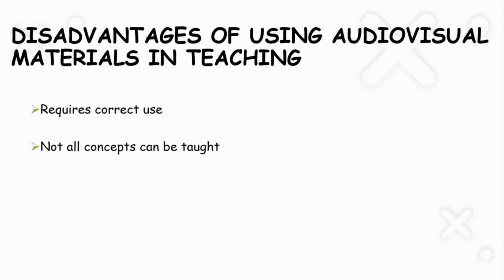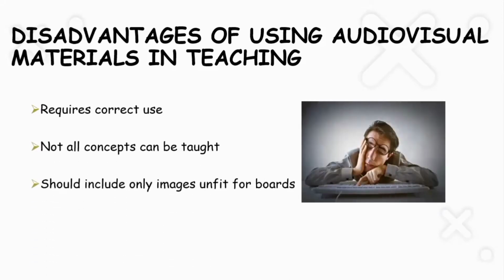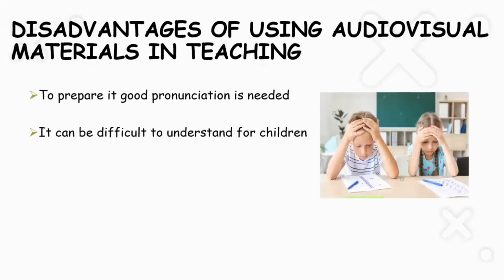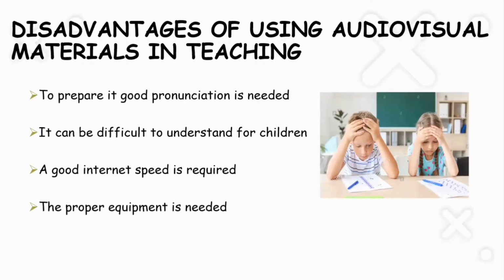And the disadvantages of using audiovisual materials in teaching. Requires correct cues. Not all concepts can be taught. Should include only images and fit words. Might not guarantee learning. To prepare, a good pronunciation is needed. It can be difficult to understand for children. A good internet speed is required. The proper equipment is needed.